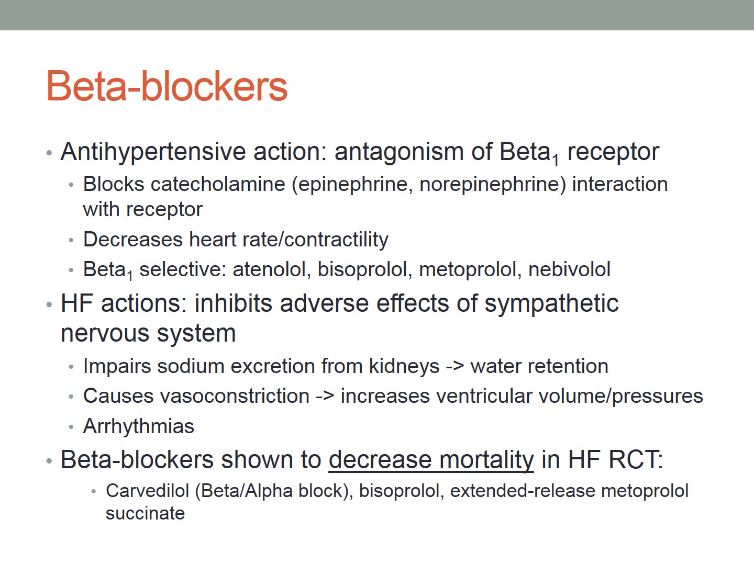So beta blockers are useful in heart failure because they inhibit the adverse effects of the sympathetic nervous system. The sympathetic nervous system can impair sodium excretion from the kidneys, which causes water retention, which is not good for patients with heart failure. And the sympathetic nervous system can also cause vasoconstriction, which increases ventricular volume and pressures, which is not good for heart failure patients as well. The sympathetic nervous system can also cause arrhythmias, so also bad news for heart failure patients. So that's how beta blockers are beneficial to patients with heart failure.